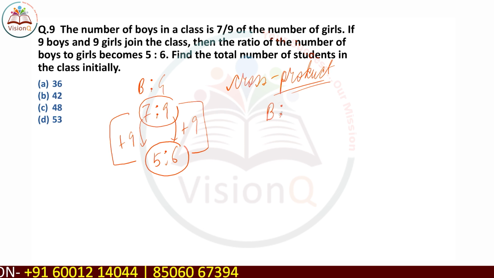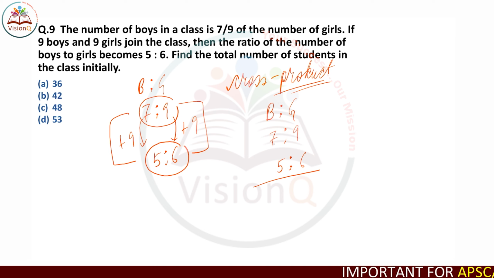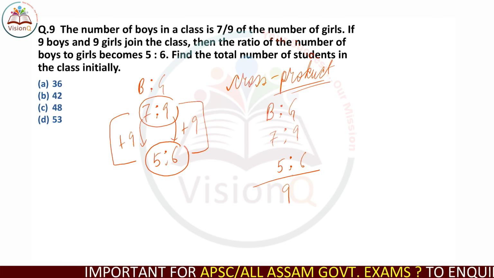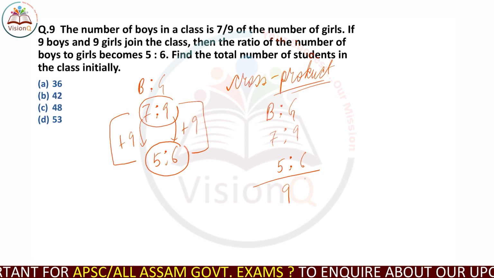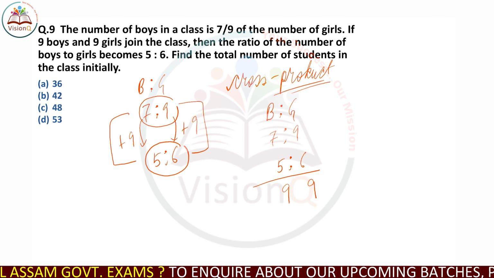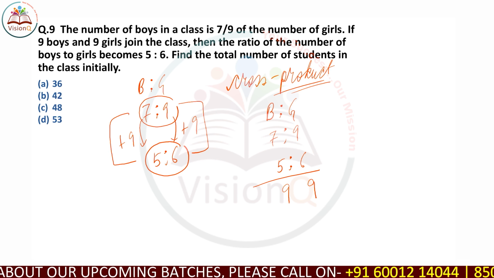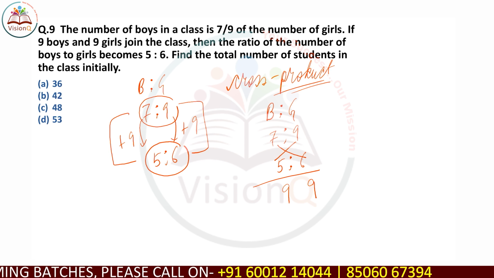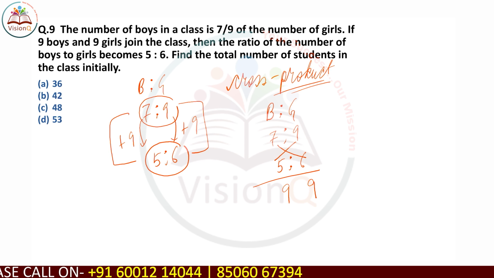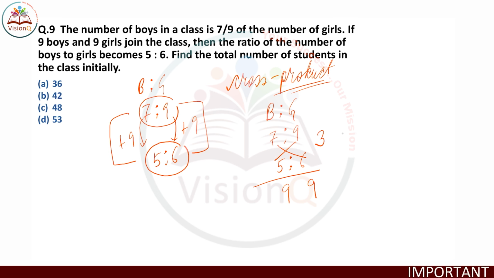So the initial ratio of boys to girls was what? 7:9. The final ratio becomes how much? 5:6. Write the gap in the below part. The gap for boys is +9 because 9 boys joined the class, and the same gap is for girls also because 9 girls joined the class. And now your aim is to cross multiply. I will find out the cross product. So 9 5s are 45, 7 6s are 42. Always subtract larger number minus smaller number. So 45 minus 42 will be 3.